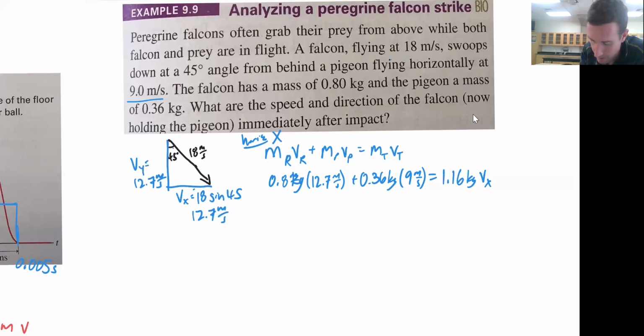So let's do the math on that one. 0.8 times 12.7 plus 0.36 times 9, 13.4 divided by 1.16, 11.55 meters per second.